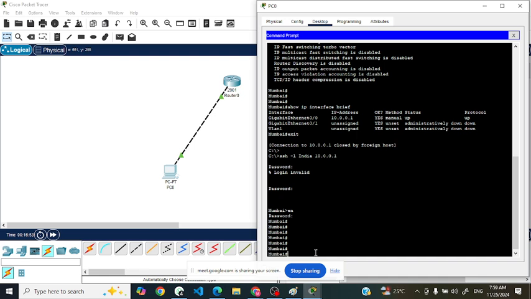So is it clear for everyone? Sir, is it I or L? It is L, not I. You can note down this command: SSH space dash L space, you will have to give the username and then after that the IP address. Clear? Yeah, clear.